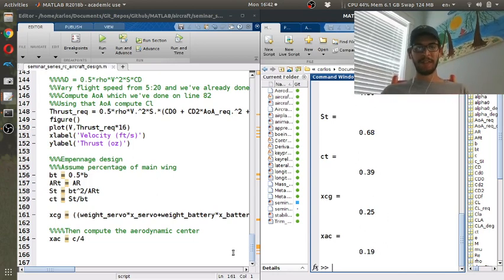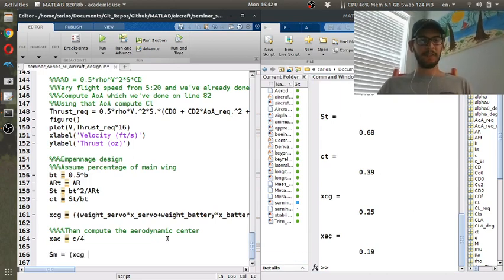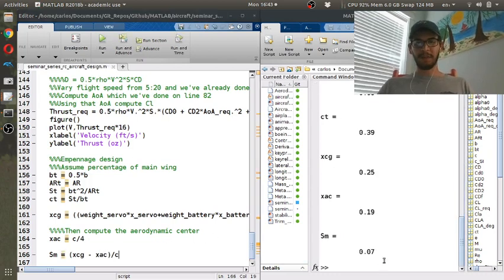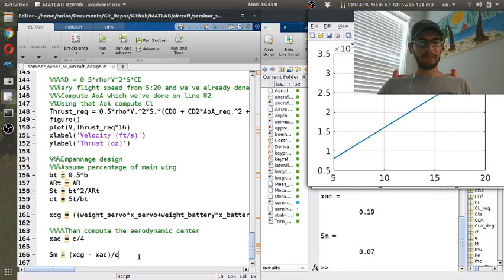So this is unstable. What I can do is compute what's called the static margin, which is xCG minus xAC divided by the chord length. If this value is positive, it means I am unstable. You need to have a negative static margin.